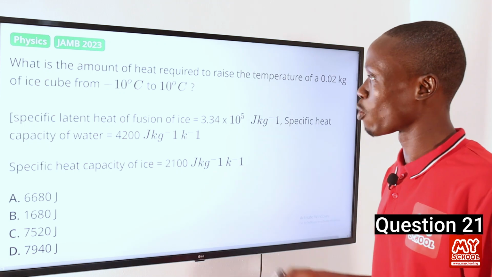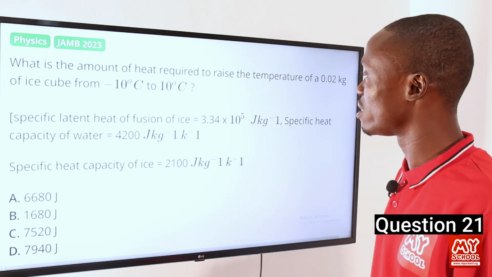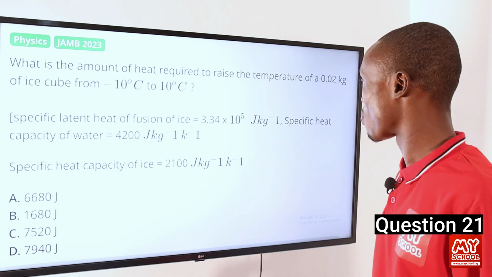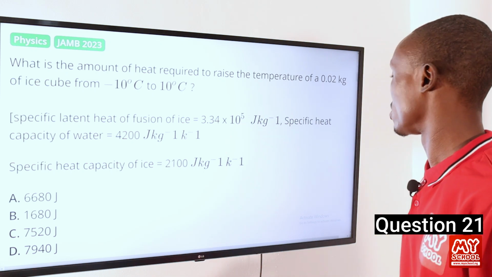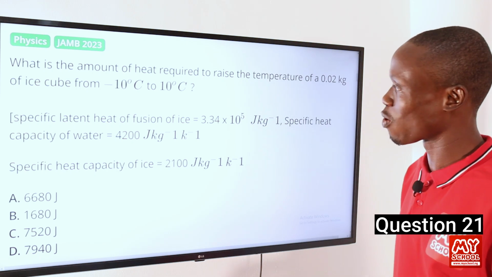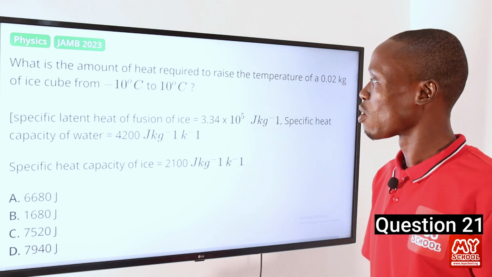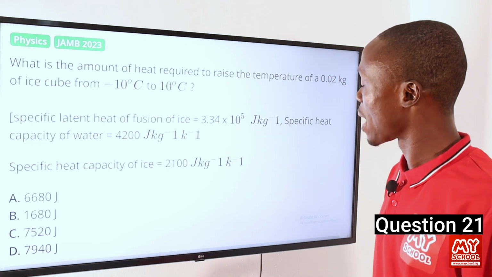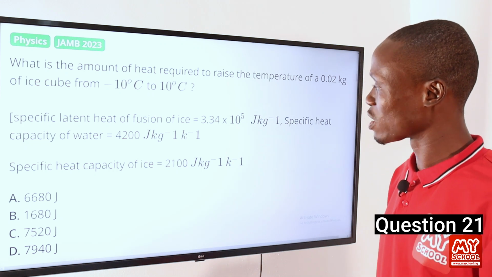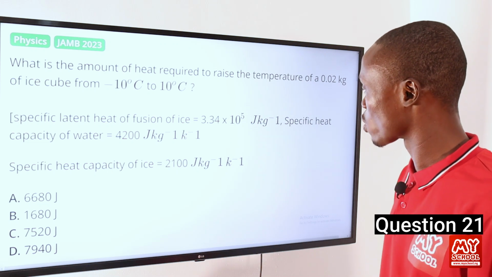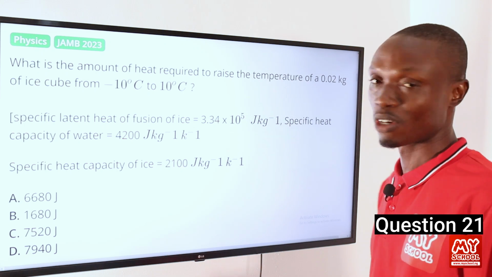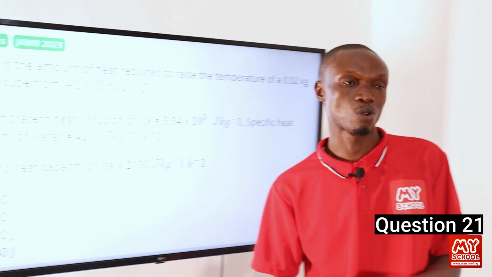So we are given this information. Specific latent heat of fusion of ice is equal to 3.34 times 10 raised to the power 5 joule per kilogram. Specific heat capacity of water is equal to 4,200 joule per kg per Kelvin, while specific heat capacity of ice is equal to 2,100 joule per kilogram per Kelvin. So let's move over to the board to solve this question.